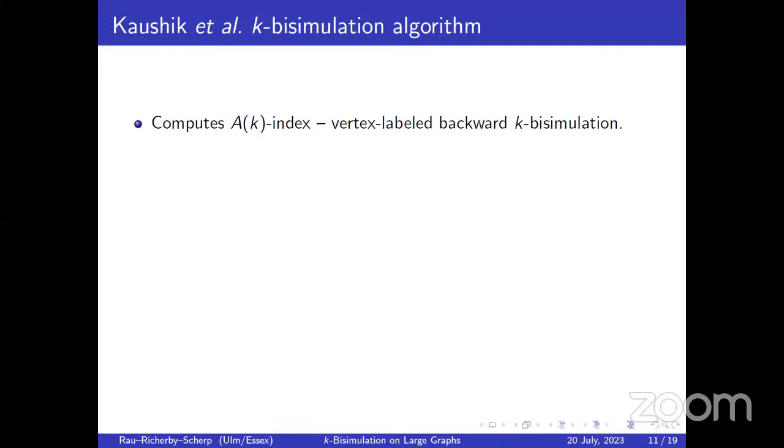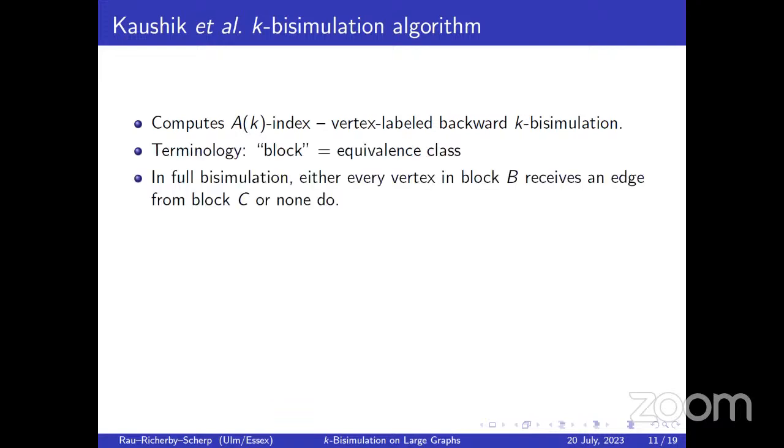And now just to fill in one of those names, because the AK index was one of the ones on the previous slide. So AK index is a vertex labeled backward bisimulation, and I'm short of time, so I'll skip the details.